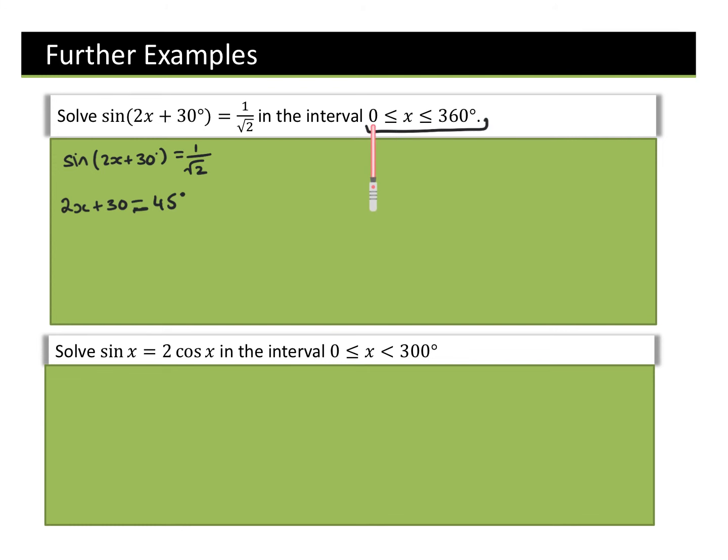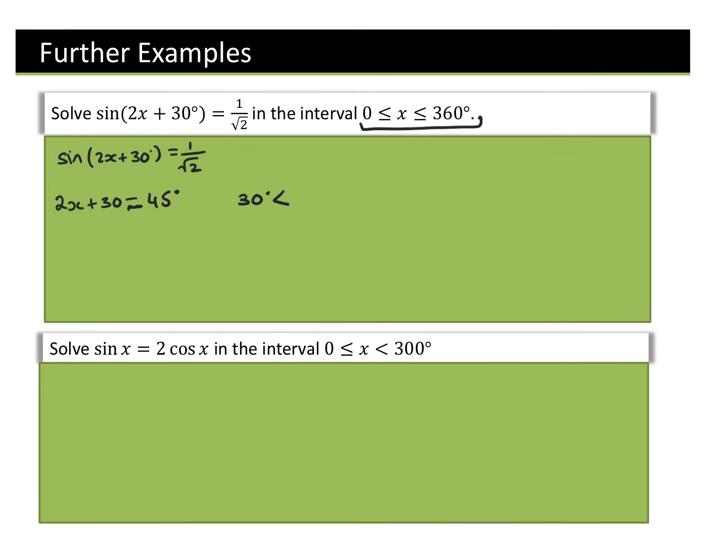0 multiplied by 2 is 0, plus 30 is 30. X multiplied by 2 is 2x, plus 30. Perfect. 360 multiplied by 2, 720. Plus 30, 750. This is our new interval. And when we're doing our CAST, we're going to keep going round so that it fits in this interval.